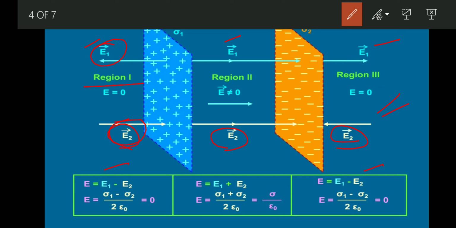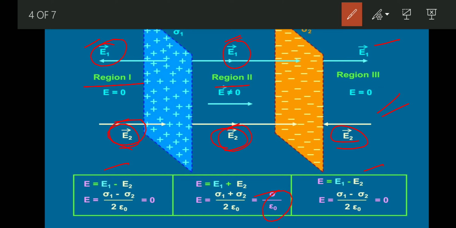Now in the second region, the net electric field will be E1 plus E2, because you can have a look, E1 and E2 are acting in the same direction, and therefore they get added up, that is E1 plus E2, and when we substitute the values, we get the answer sigma by epsilon naught. So what is the conclusion over here?